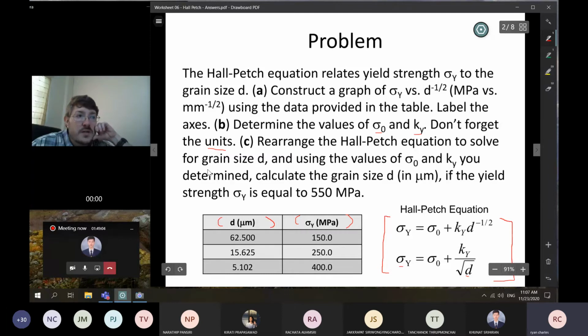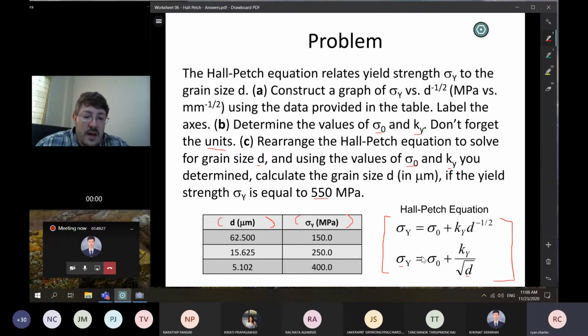Rearrange the Hall-Petch equation to solve for grain size d, and using the values of sigma naught and k sub y, calculate the grain size in microns if the yield strength sigma y is equal to 550. So you have this data. It goes up to 400. You can use the equation to extrapolate. You could say, if I want 550 MPa for yield strength, how small do I have to make the grain size? You could use the data to extrapolate, to say, I want it stronger.